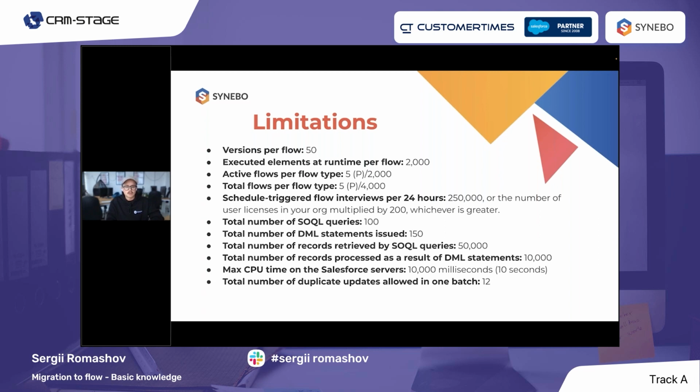And also, the next but not least, total number of duplicate updates allowed in one batch, it's 12. If you hit this in a flow, I would say that something is wrong with the design of the flow. So for some reason, it updates one record in one batch more than 12 times. It's strange, and you have to review your flows.